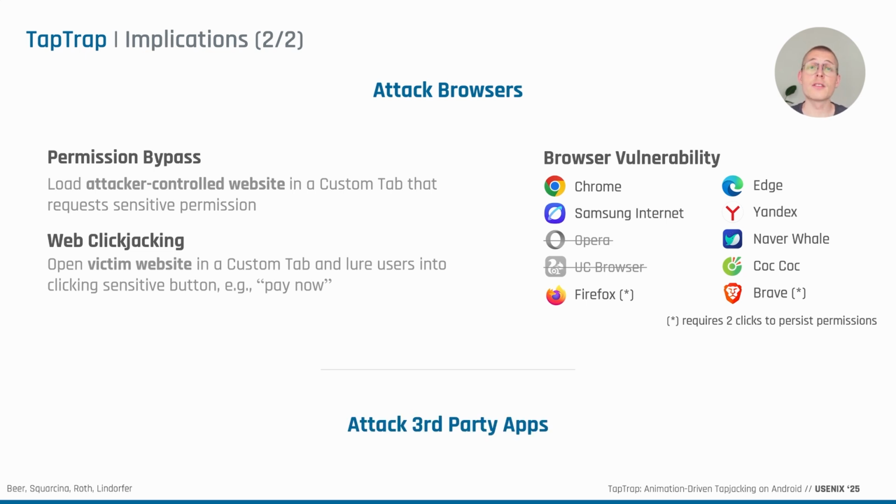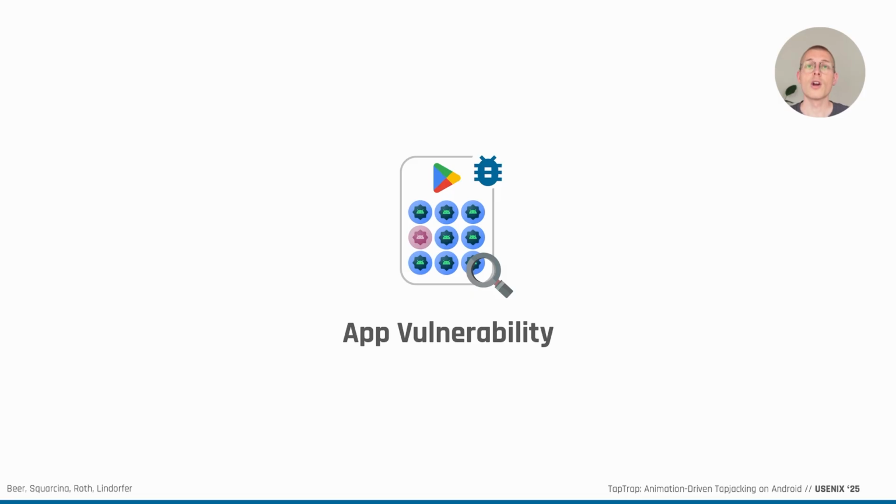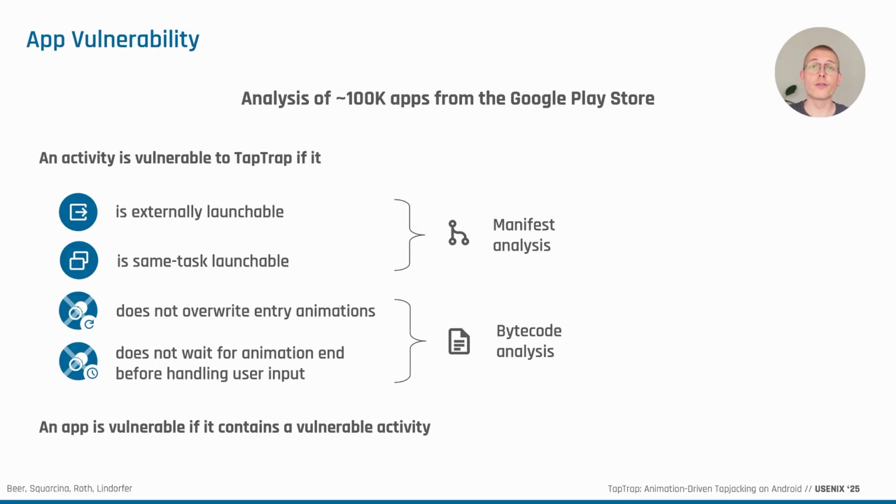And then last but not least, we can also attack third-party apps. To assess the impact of TapTrap on third-party apps, we performed a large-scale analysis of about 100,000 apps from the Play Store. We say that an activity is vulnerable to TapTrap if it fulfills 4 criteria. First of all, an activity has to be externally launchable and it has to be same task launchable. We were able to check these criteria using a simple manifest analysis.